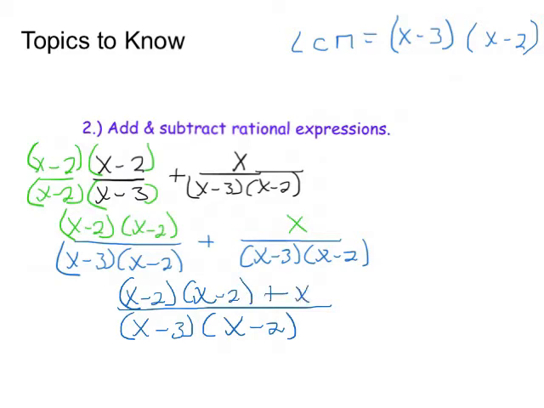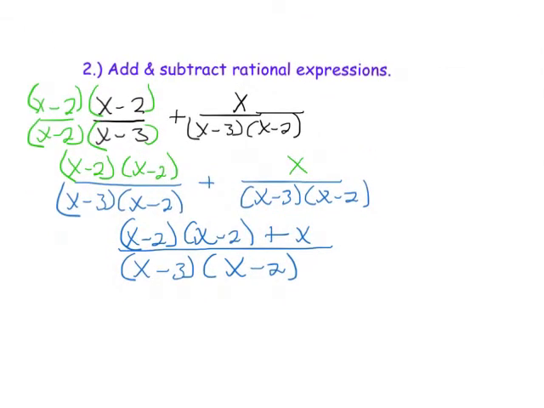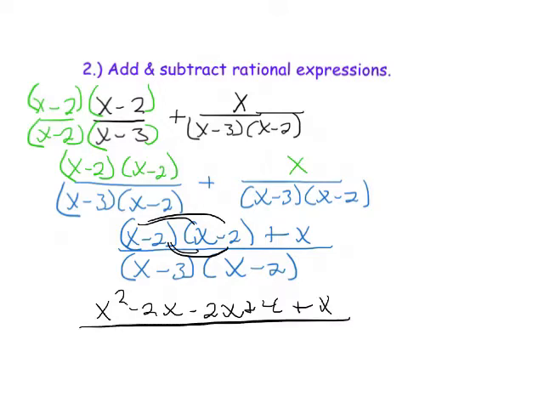Now, what do I need to do to simplify this numerator here? Well, I have to get rid of parentheses first. How do I get rid of parentheses? I need to distribute. So I'm going to have x squared minus 2x minus 2x plus 4 plus an x on the top, and on the bottom, leave it as it is. Do not multiply that together. We're just going to leave it like that.